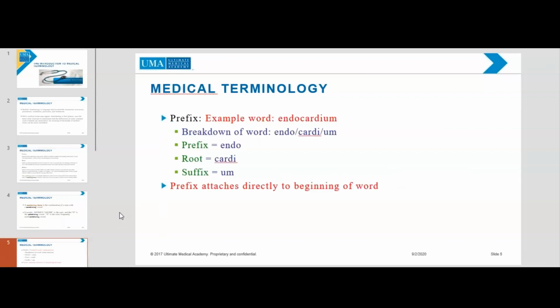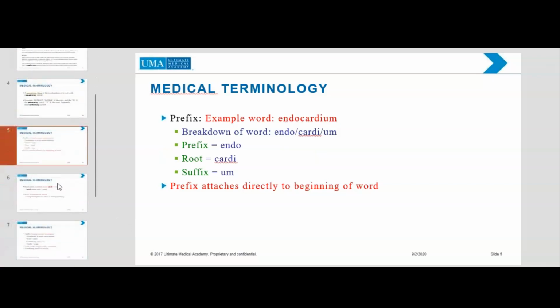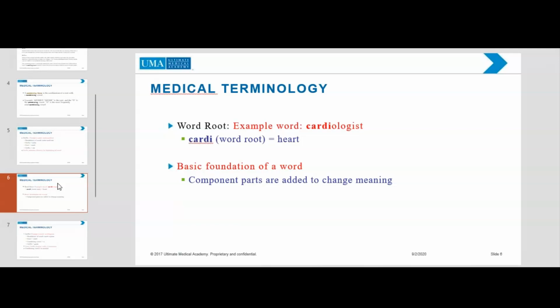All right, so I have some examples here. Let's take a look at endocardium. When we break it down, the prefix is endo, the root is cardi, and the suffix is um. Endocardium. Here's another example. Cardiologist. Cardi is the word root, which means heart. When you break that down, cardi is the root, O is your combining vowel, and logist is your suffix. And remember, guys, the foundation of any medical term is your word root.